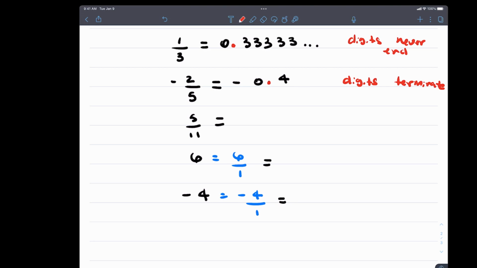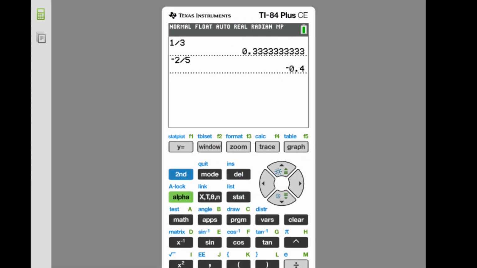What about 5 over 11? You say, what did you do today? I learned about rational numbers and irrational numbers. What do you guys see here? What is this answer? 0.454545. Do you guys see what's going on here?